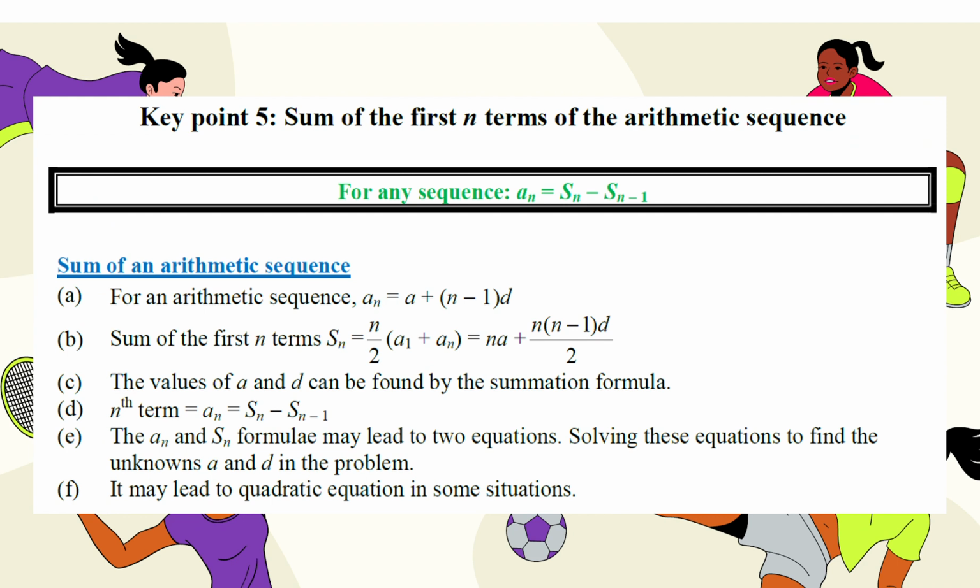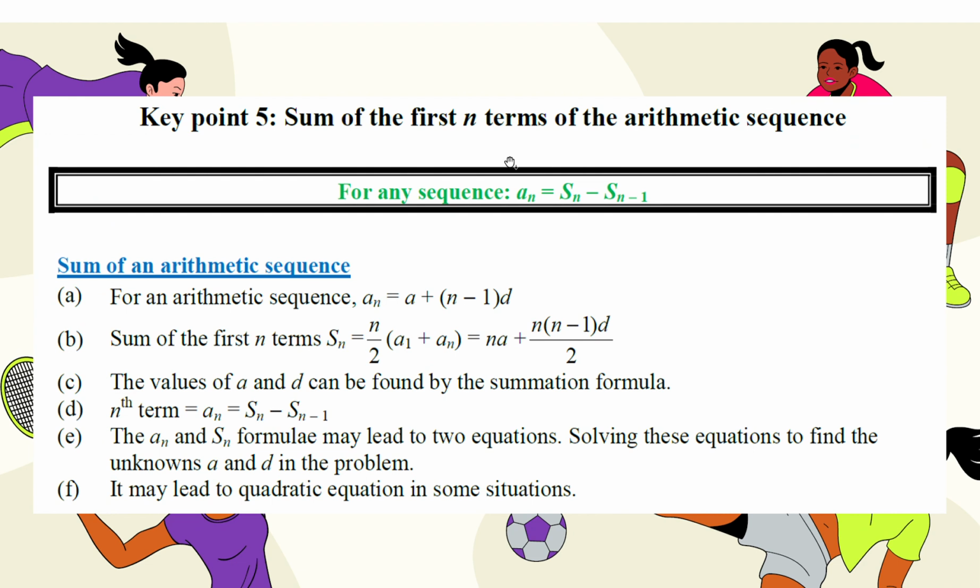And then the sum of the first n terms of an arithmetic sequence. After the sequence, we want to find the sum of the sequence, okay? S_n means the sum of the first n terms of the arithmetic sequence, a1 plus a2 plus up to a_n. We call it the sum of the first n terms. And if you know it's a sequence, what is a_n? It's the sum to the n-th term minus the sum to the (n minus 1)-th term, right?